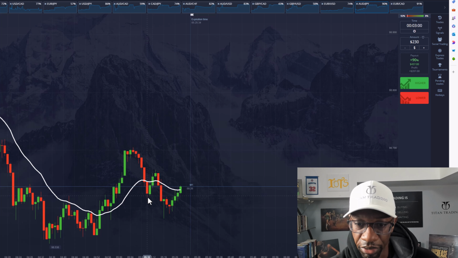But the problem is this is push down first. Let's see. Push down first entry. Push down the second entry long is here. 1, 2 would have barely lost. So I have to wait. Right now this is no setup.